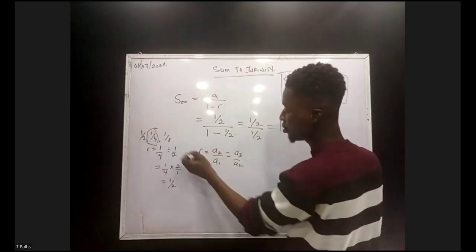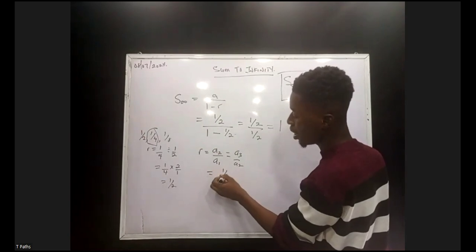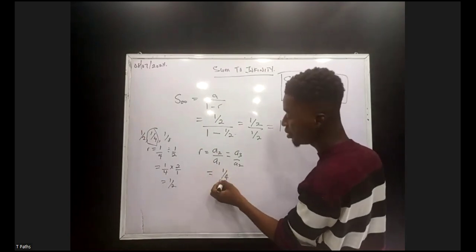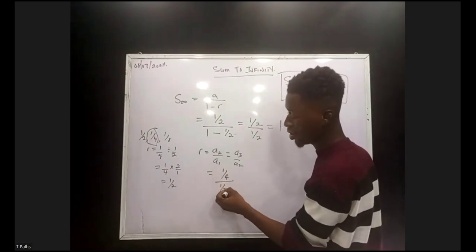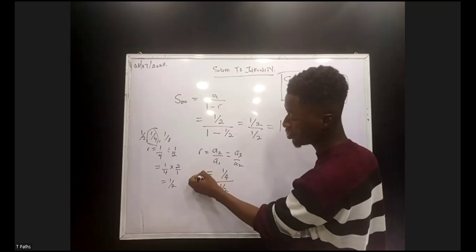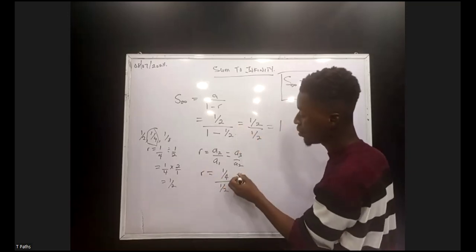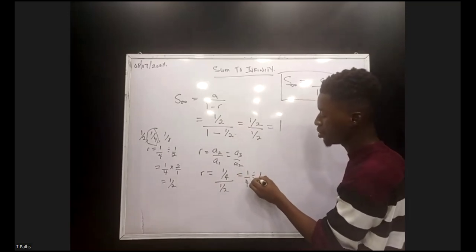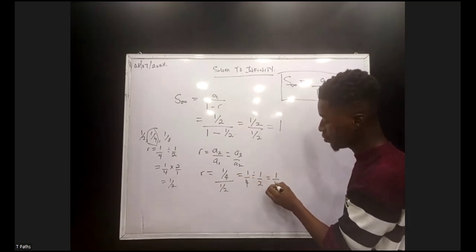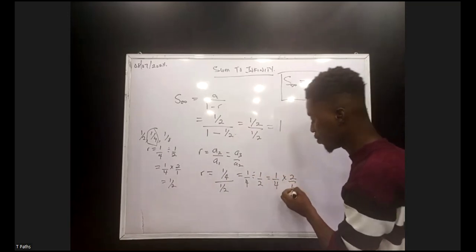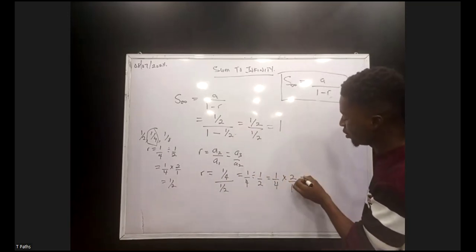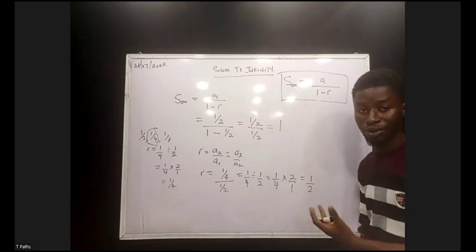The second term in this case is 1 over 4, right? So I have 1 over 4 divided by 1 over 2. Mind you, I'm still trying to calculate my r, so I can input it in this formula. So now I have 1 over 4 divided by 1 over 2, which is simply 1 over 4 times 2 over 1. So now if you cut it, you have 1 over 2. Do you get it now?